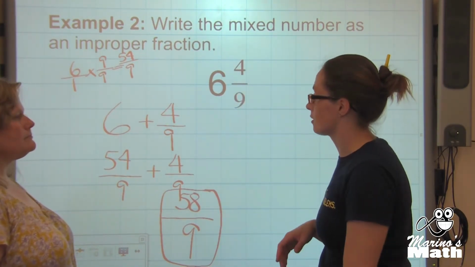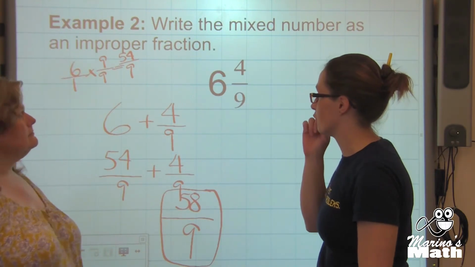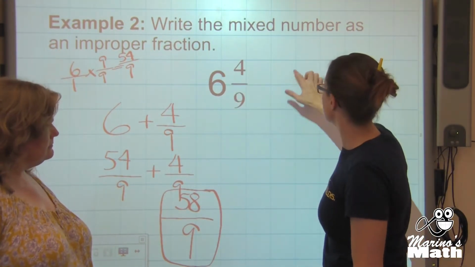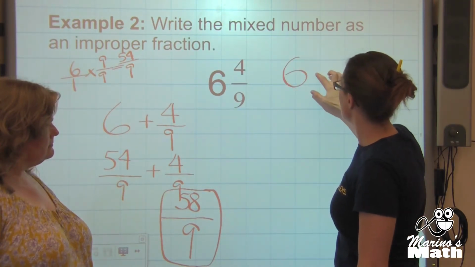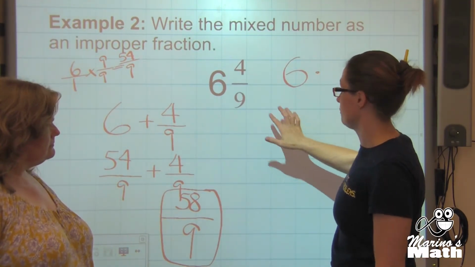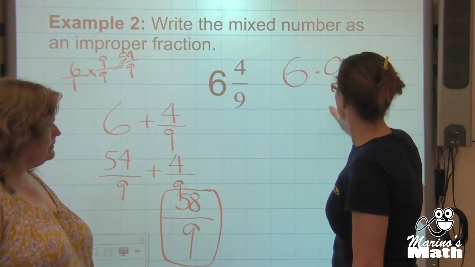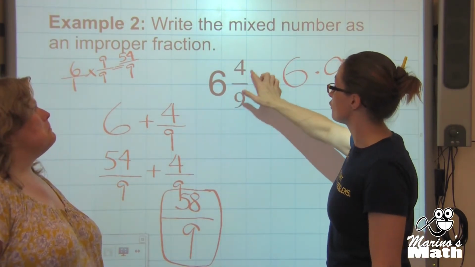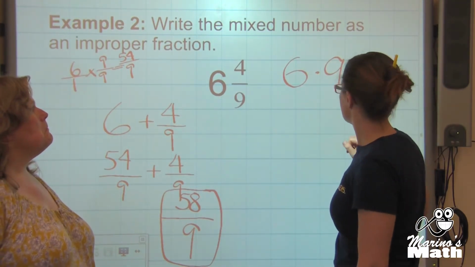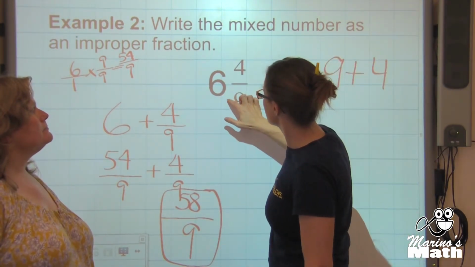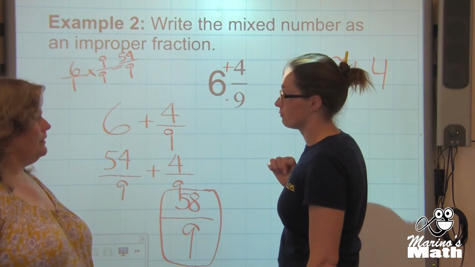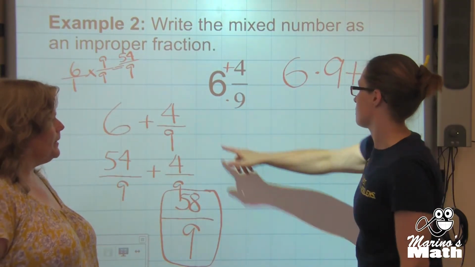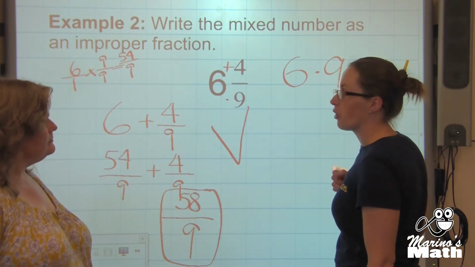Now here's a little shortcut that I learned that I want to show you for this one. Okay. So we take our whole number, which in this case is 6. We multiply it by our denominator, which is 9. Okay. And then we add to it the numerator, which is 4. So times the denominator plus the numerator. So you go down first, multiply, then up. Kind of like a check mark kind of thing.